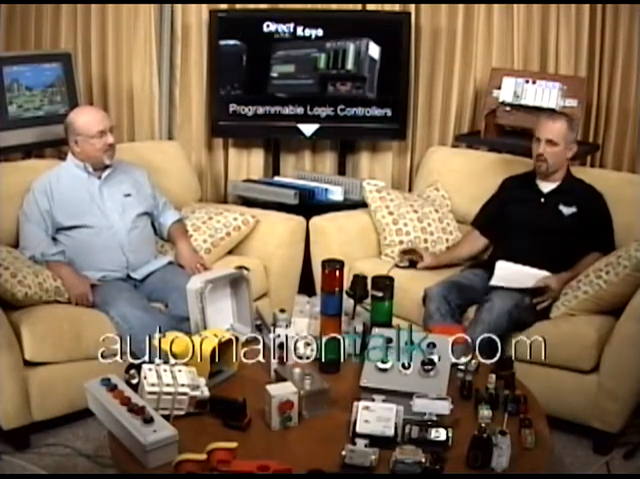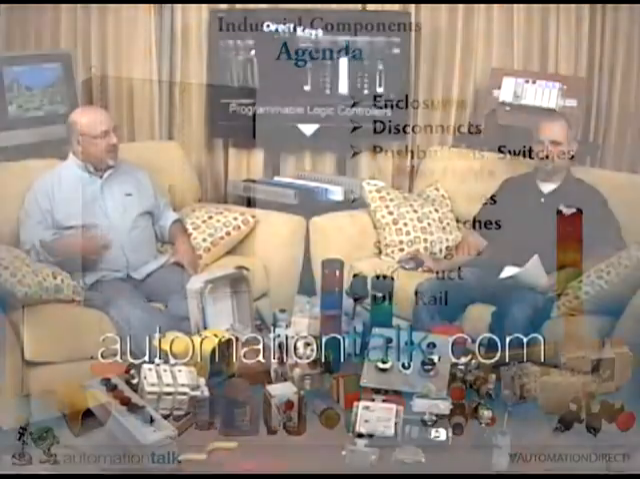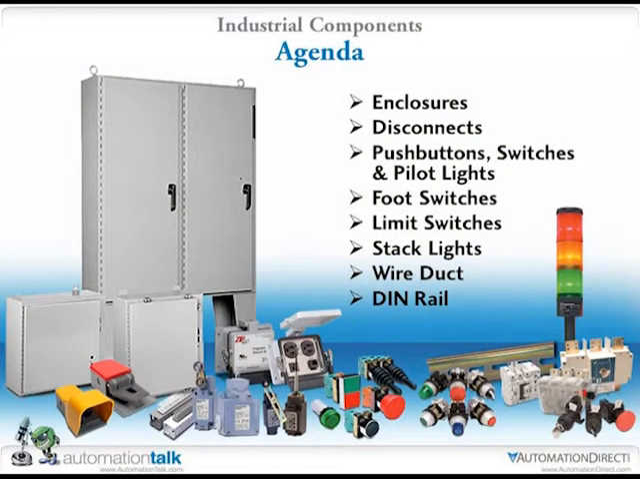So like I said, this is industrial components, and we figured this would be a good fit for today's show. This was a tough one in a sense. We were looking at industrial components from the standpoint of enclosures, and as you see on the slide, the agenda, we're going to cover push buttons, and that's going to encompass a little on foot switches, especially push buttons, enclosures, disconnects, a little bit on the wire duct, which we've covered in the past, and then we'll catch you up a little bit on DIN rail real quick.